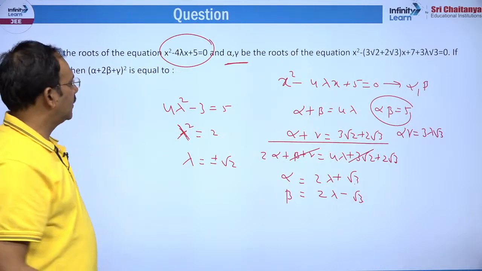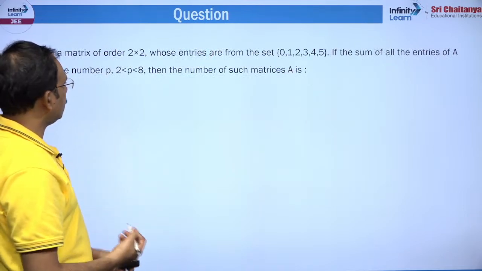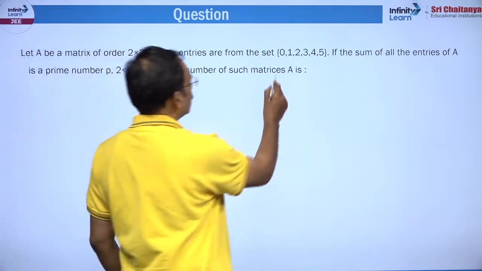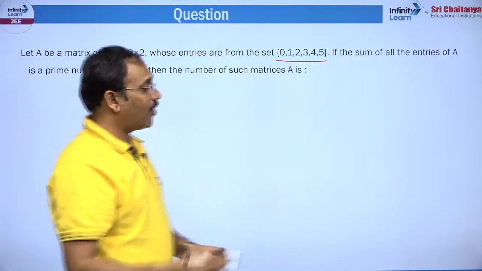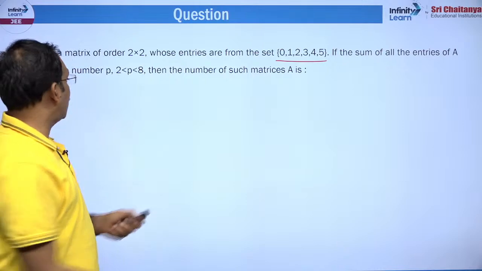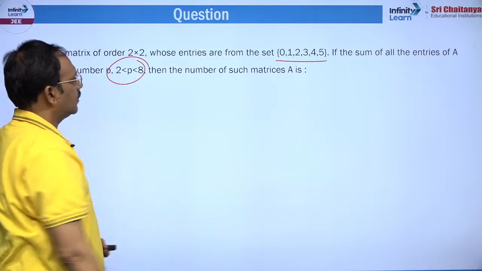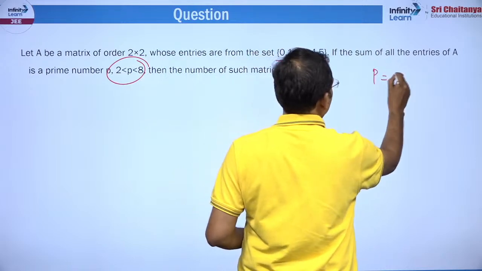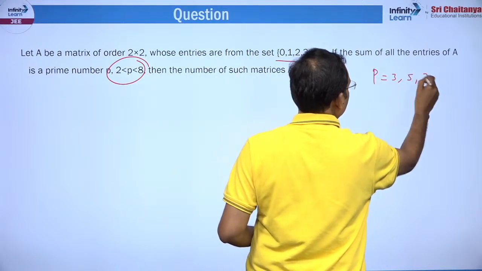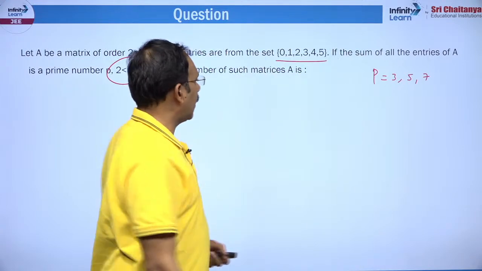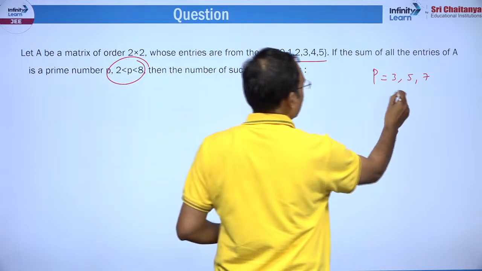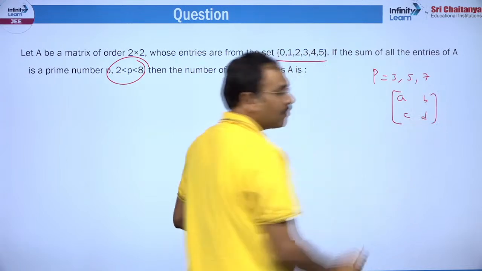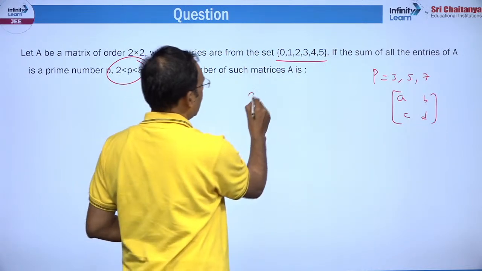That's it. Next, my dear friends, A is a 2 by 2 matrix whose entries are taken from 0 to 5. If the sum of all the entries of A is a prime number between 2 and 8, then find the number of such matrices. What are the prime numbers between 2 and 8? It can be 3, 5, 7. Now you take a matrix like a, b, c, d. Fine. The sum of all entries should be taken from this.